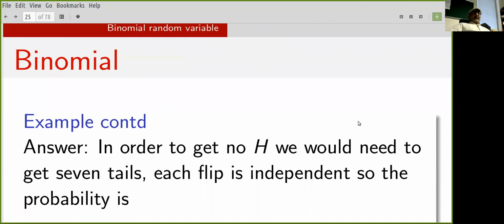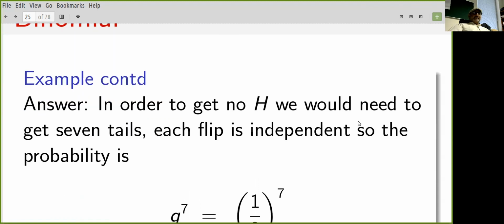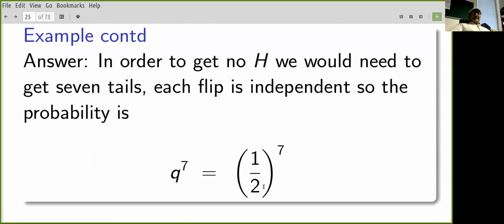Okay. In order to get no H's in 7 flips, we need to get 7 tails. Each flip is independent, so you can multiply the probabilities of each individual flip. So you would get q to the 7, which in this case is 1/2 to the 7.